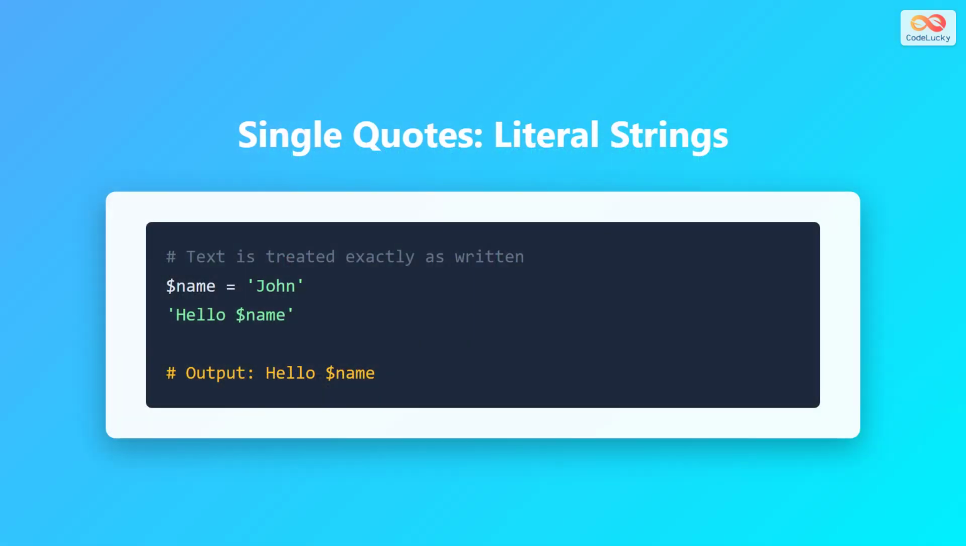Let's start with single quotes, which create literal strings. When you wrap text in single quotes, PowerShell treats every character exactly as written, without any interpretation or processing. In this example, we create a variable called $name and assign it the value John. Then we create a string using single quotes that says 'hello $name'. Notice what happens. The output is literally hello $name. The $name is not replaced with John. It's printed exactly as we typed it.